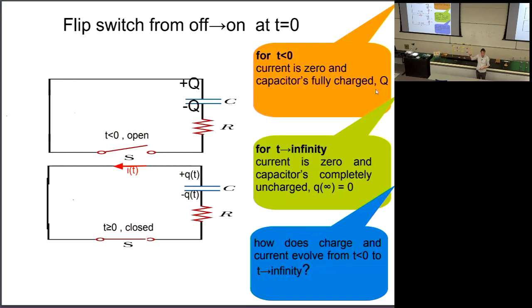It takes some time. It's characterized again by a time constant, by a time scale that is again RC, the product of the resistance and the capacitance. And when I close the switch, this capacitor is going to discharge by having electrons flow around the circuit to neutralize the positive and negative charges that are initially on the plates of the capacitor.